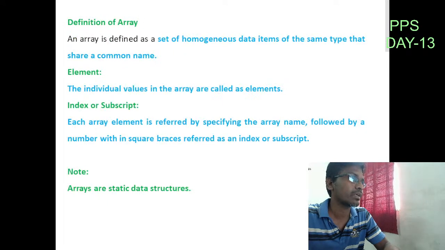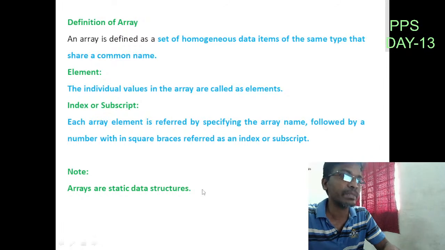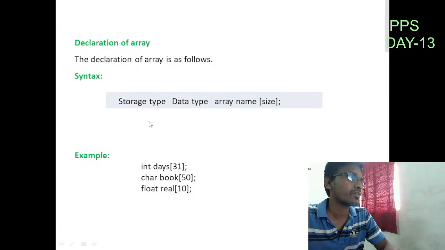So what is an array? An array is a set of homogeneous data items of the same data type that share a common name. And what is an element? The individual values in the array are called elements. And what is the index or subscript? Each array element is referred to by specifying the array name followed by a number within square brackets, and that is referred to as an index or subscript. And you have to remember that arrays are static data structures. That means once you declare the size of the array, it cannot be increased or decreased. So this is a declaration of an array.